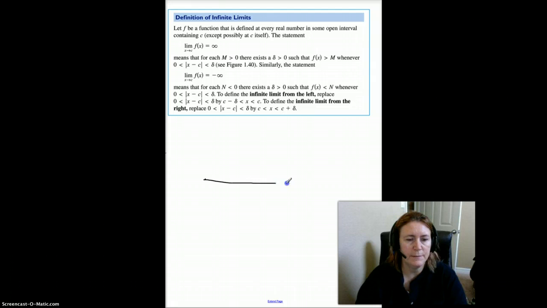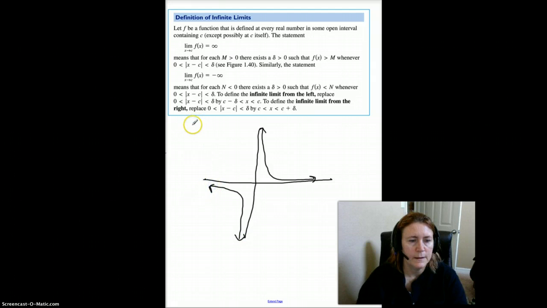Okay, what does that mean? Let me do a graph here. Let's look at 1 over x, which kind of shoots up like this. Then it goes down like this. So this is f of x equals 1 over x.